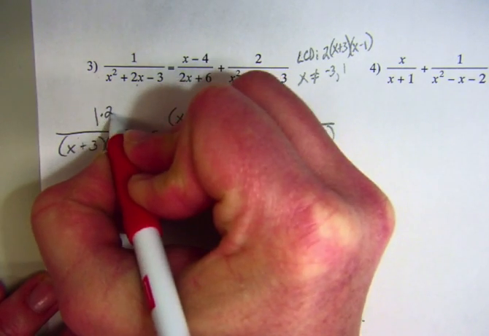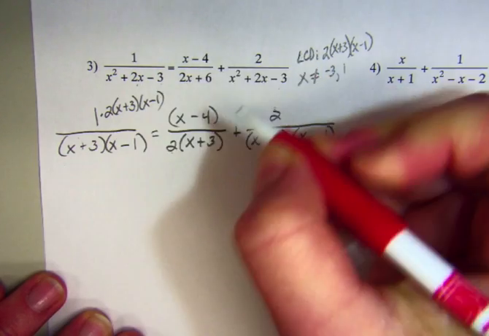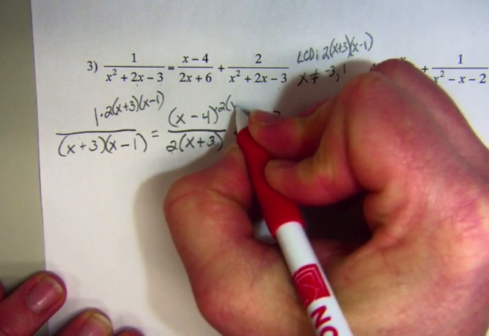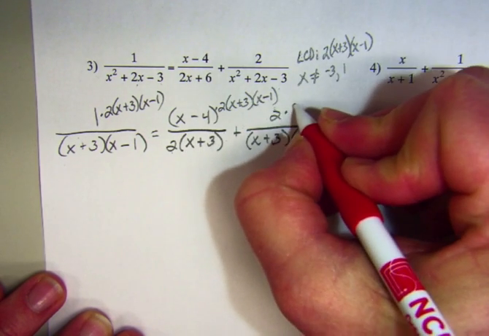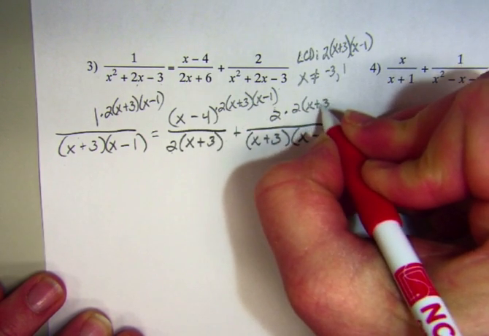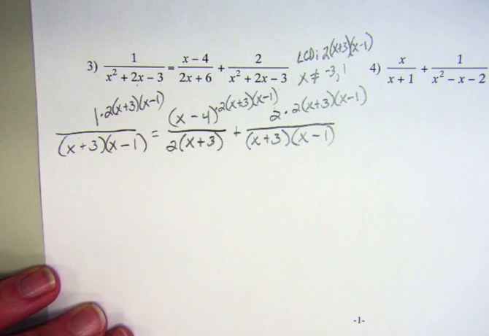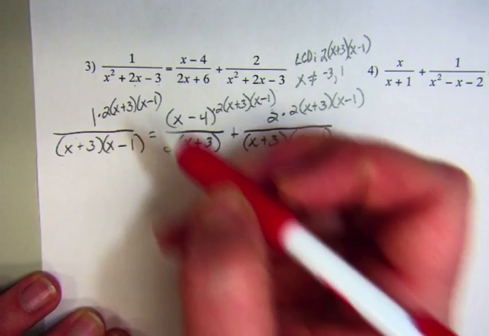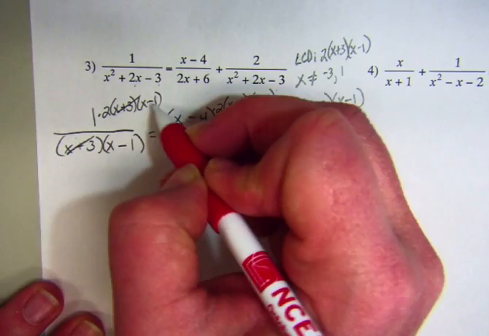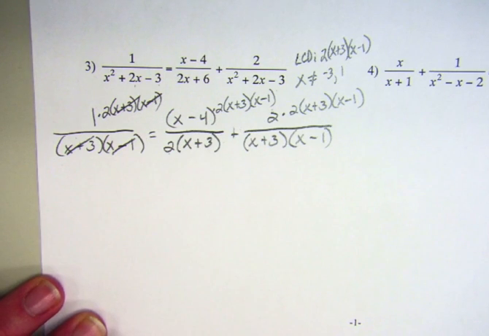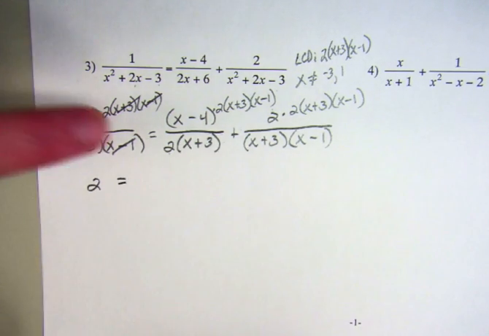Remember, that is 2 times x plus 3, x minus 1, times 2 times x plus 3, x minus 1, times 2 times x plus 3, x minus 1. All right. So over here in this first term, the x plus 3's and the x minus 1's cancel out, and I'm just left with 1 times 2, which is 2, equals.